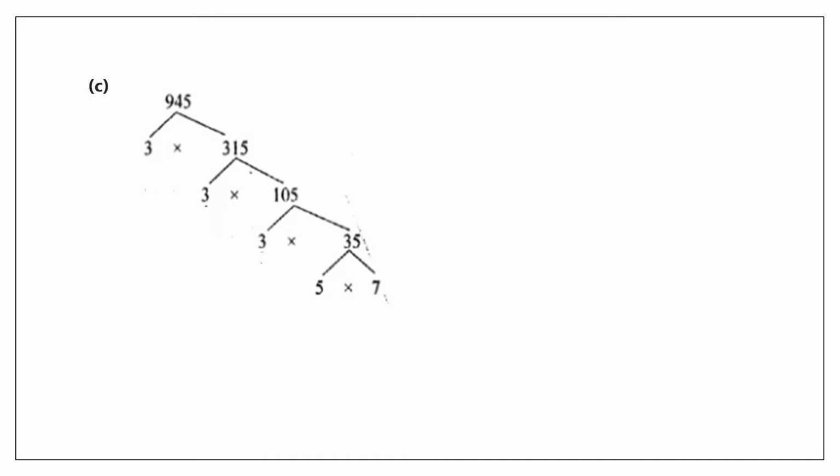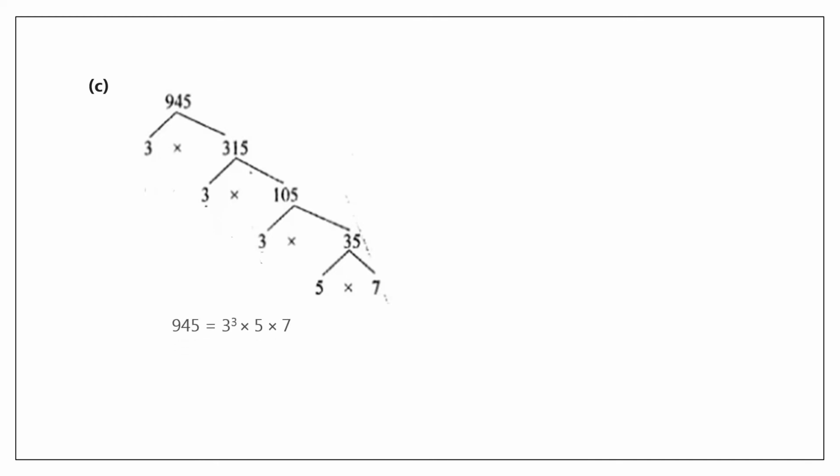The next number is 945. 2 is not possible, 945 is not divisible by 2. That's why I will go for 3. With the 3, you can write 945 as 3 into 315. Again 315 you can write as 3 into 105. 105 you can write as 3 into 35. And 35 you can write as 5 into 7. Here 5 and 7 are prime numbers.